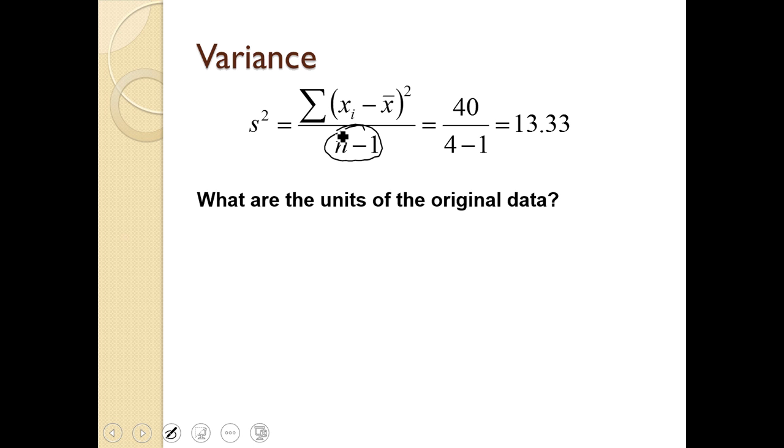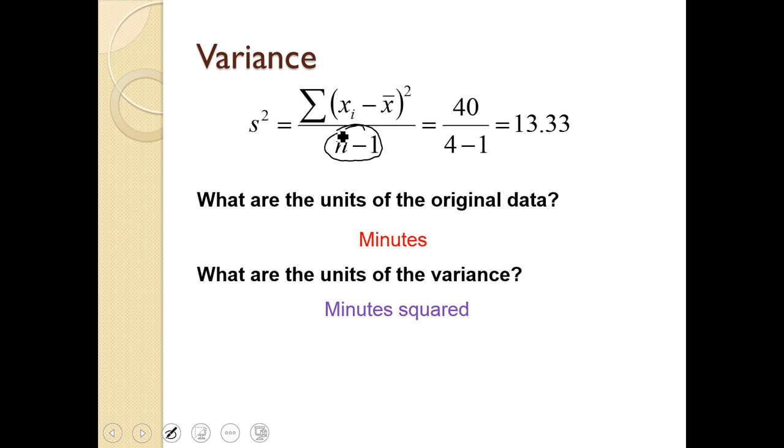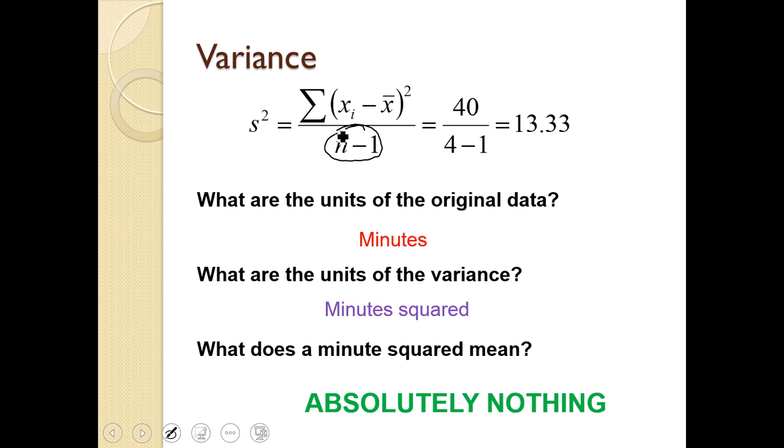So we take a step back. Our original unit of data was a minute. When we squared everything, our units became minutes squared. That begs the question, what does a minute squared mean? What does that really measure? The answer is nothing. It doesn't tell us anything. So right now, our variance is 13.33 minutes squared, which is useless.